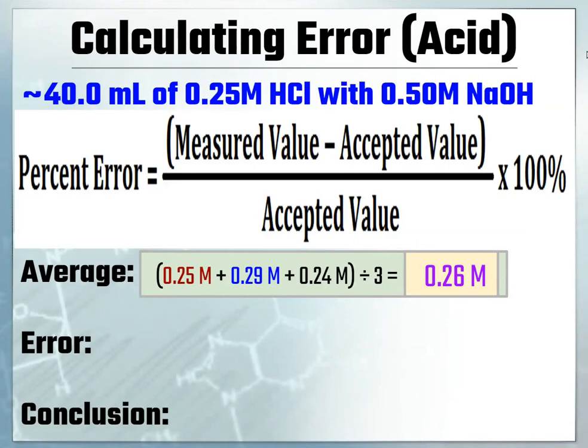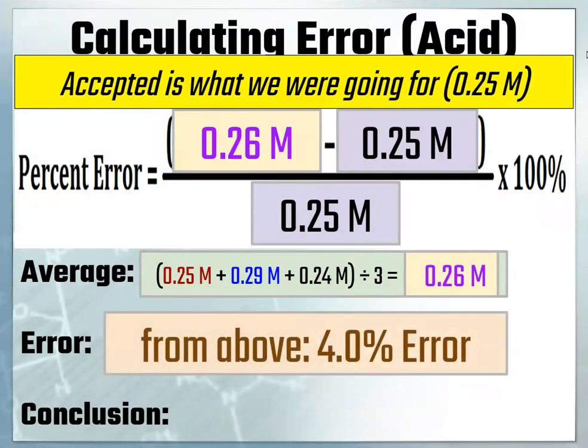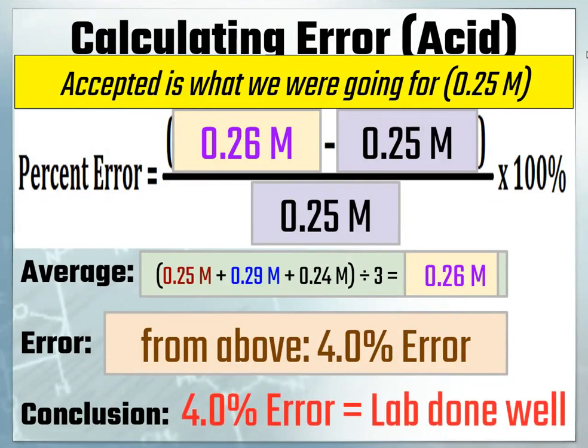We then fill in the percent error formula that you see above. The accepted value is what we were looking for, 0.25 molar. That's what we had accepted to be true and hoped to get, but when we measured, we got something slightly off. That's okay. We can now do the math above to get our error statement, which is just 4.0%. Again, two significant digits. The conclusion is this is good.